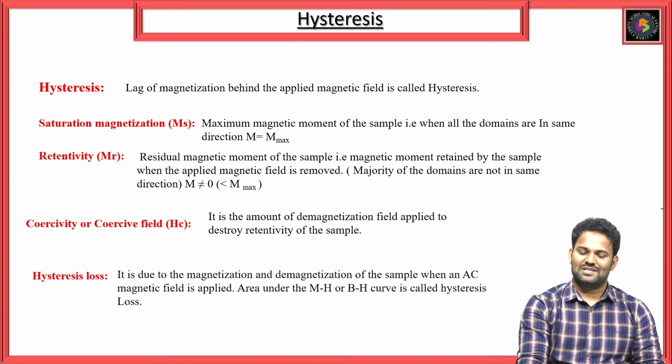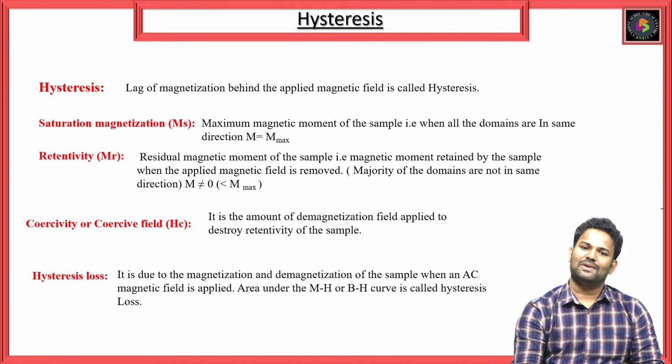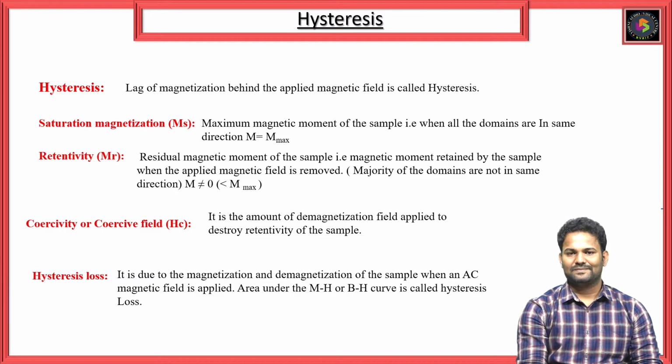This is important: hysteresis loss. Due to this magnetization and demagnetization process, when the sample is subjected to an AC magnetic field, the area of the MH loop or BH curve is called hysteresis loss. For example, when we apply the magnetic field to a ferromagnetic material, we are magnetizing as well as demagnetizing it, so some of the energy is lost in the form of heat.